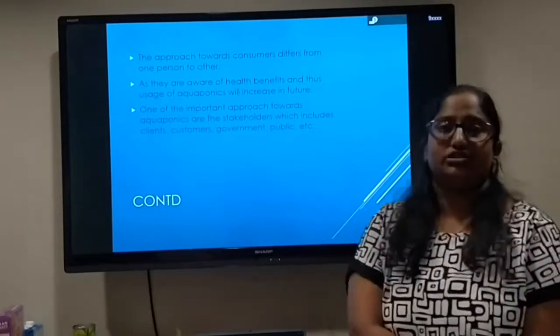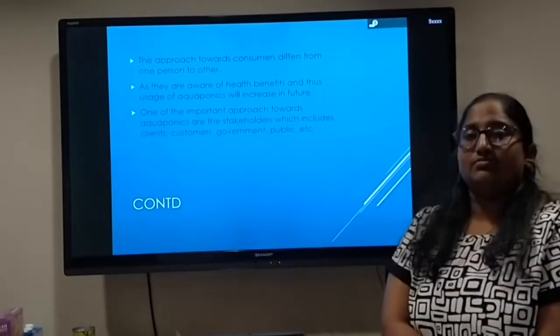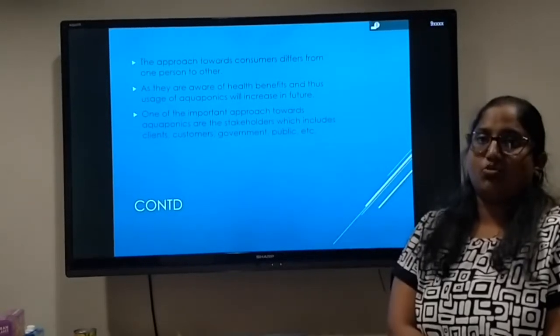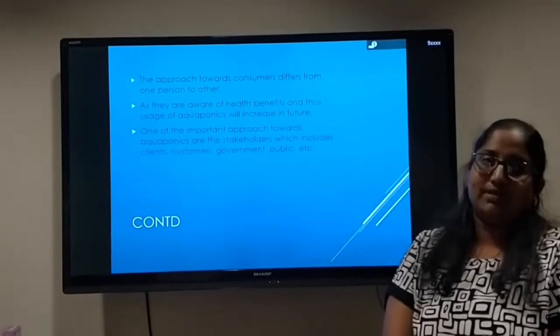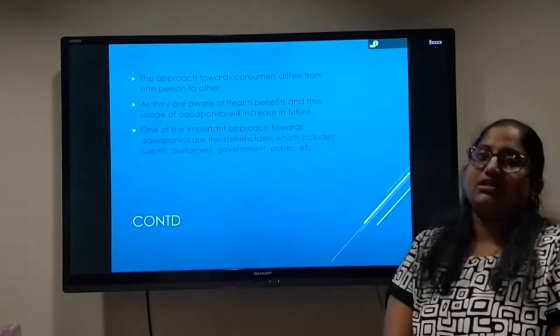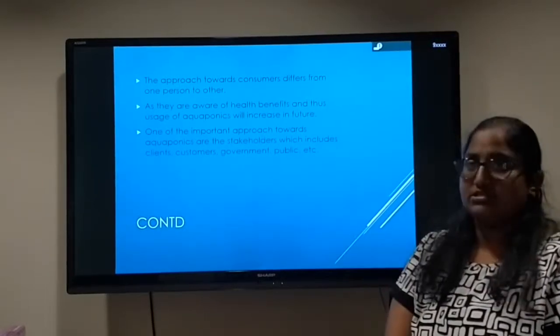The next approach is towards the customers. Every customer has their own perspective towards aquaponics, as they are aware of the health benefits. So they will definitely have an idea about what aquaponics is all about.